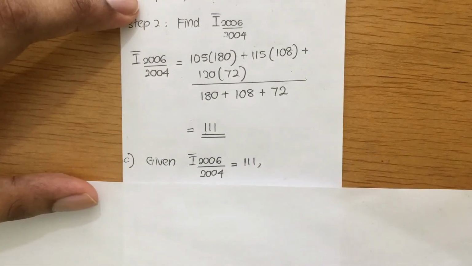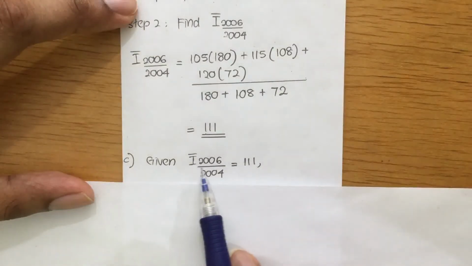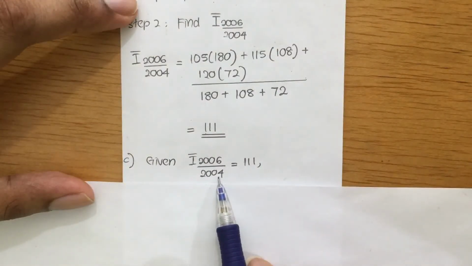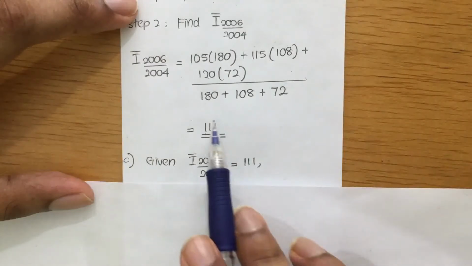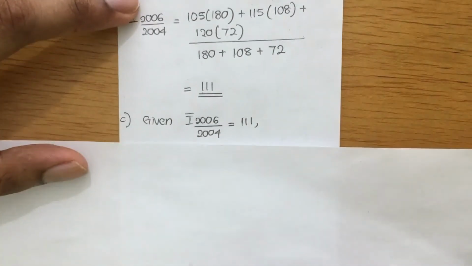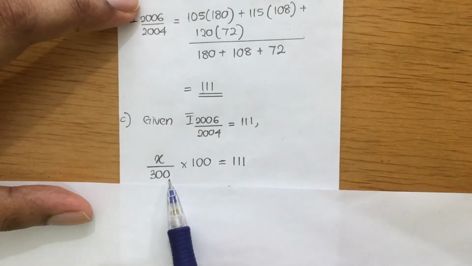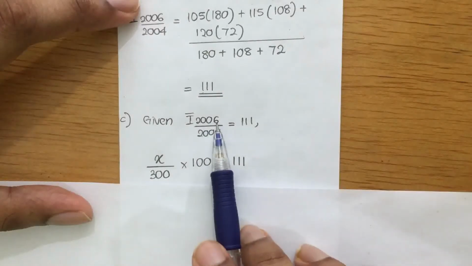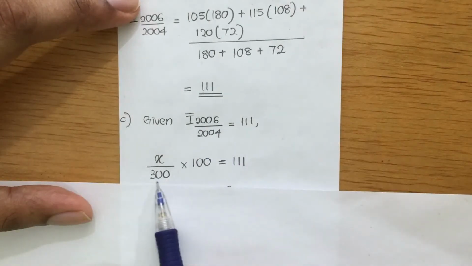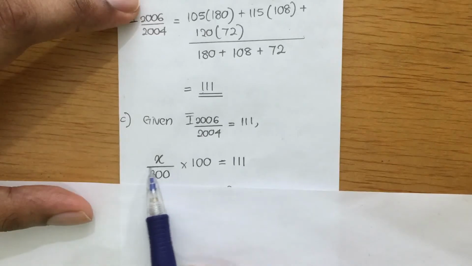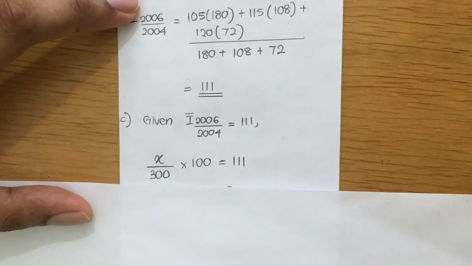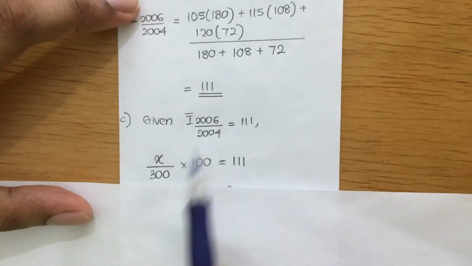For question part C, given that the composite index of the year 2006 based on the year 2004 is equal to 111, which you've already found just now. The question mentions that one of the electronic equipment is sold at a selling price of 300. So what is the corresponding selling price in the year 2006? Let's say this is the electronic equipment sold in the year 2004. So what is the corresponding selling price for the electronic equipment in the year 2006?